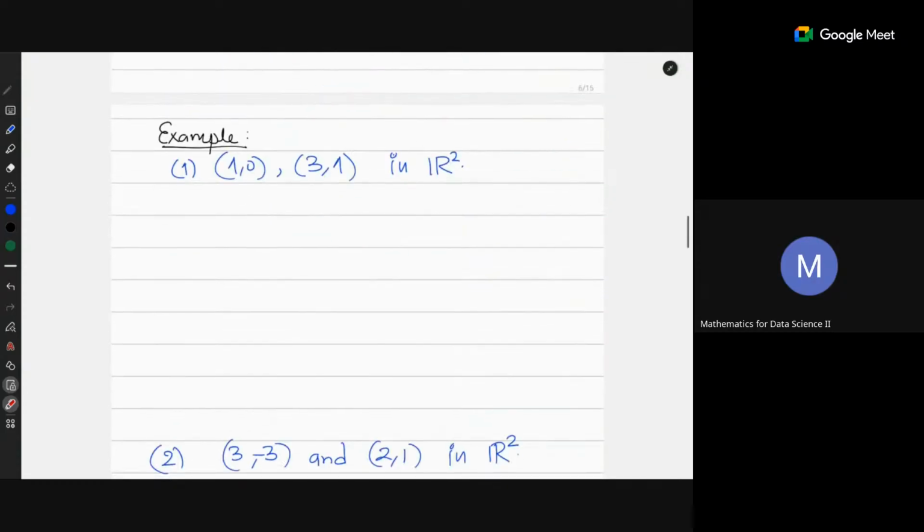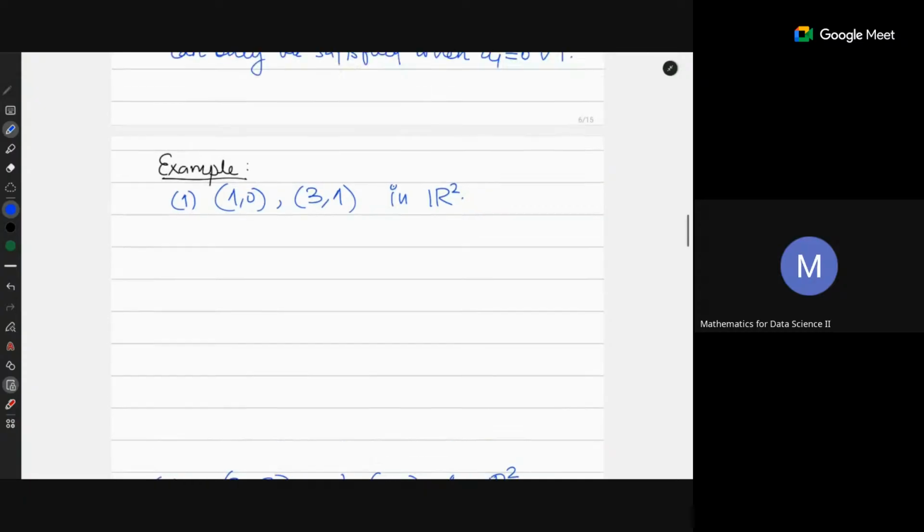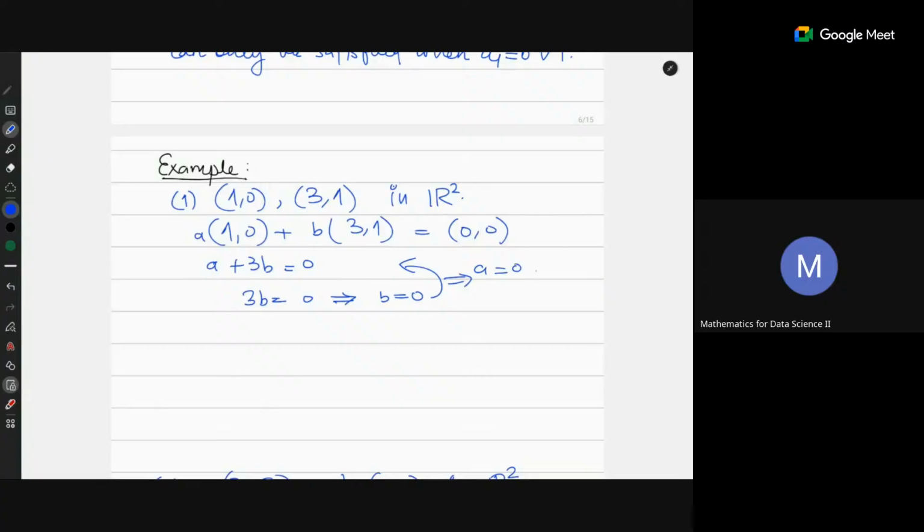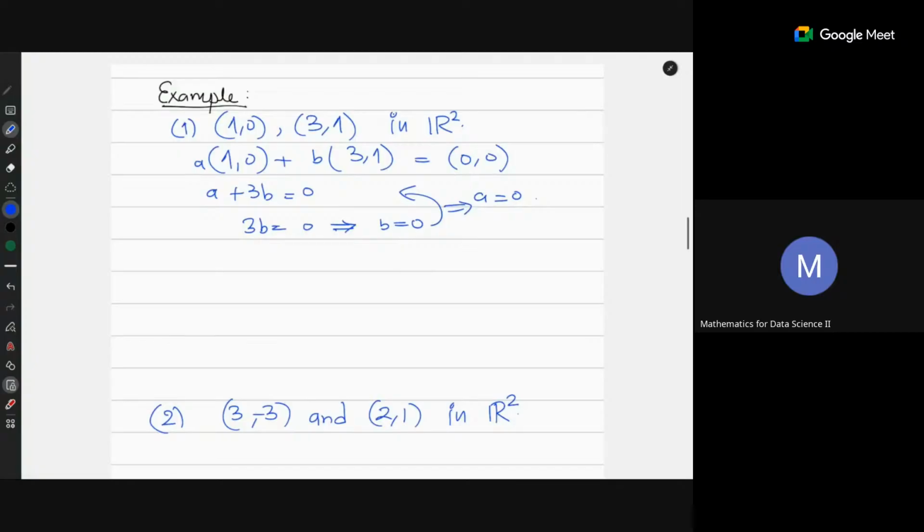So let's take this example. 1 0 and 3 0. If you take the linear combination of this, equate it to 0, you will get a plus 3b equal to 0, and the second equation will be 3b equal to 0. Now this implies that b is equal to 0, and if you place b back into the first equation, you will get a also equal to 0. So it has a unique solution where a and b both are equal to 0.